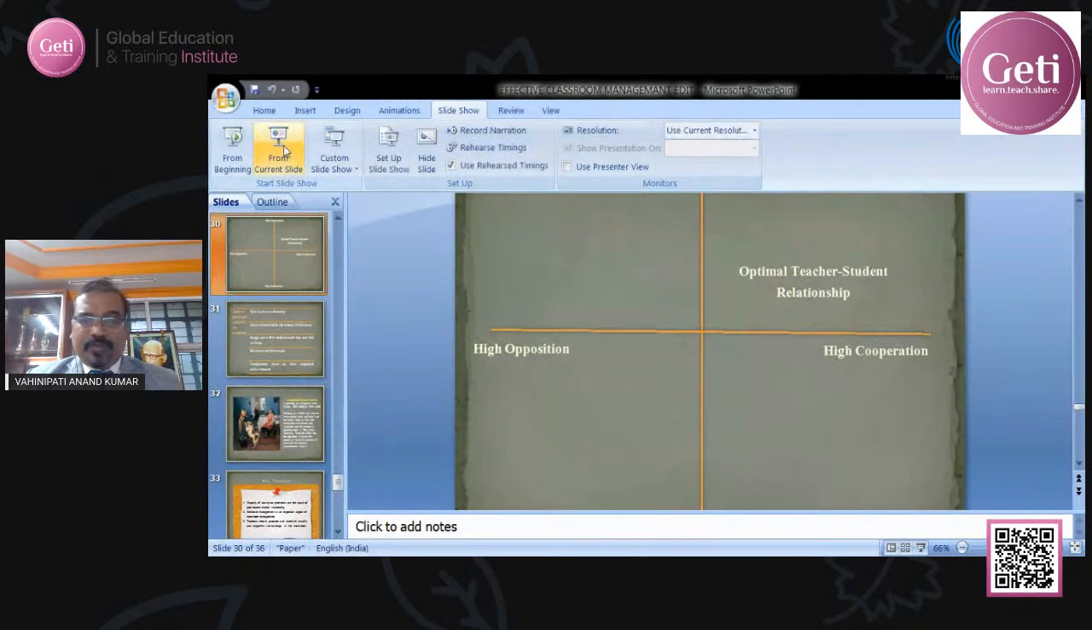Okay. Right. So this part, this is a graph for the optimal student teacher relationship is a combination of high cooperation and high dominance. A combination of both reaches. You can see this now. High dominance and high cooperation, this quadrant of this graph results in optimal teacher and student relationship.